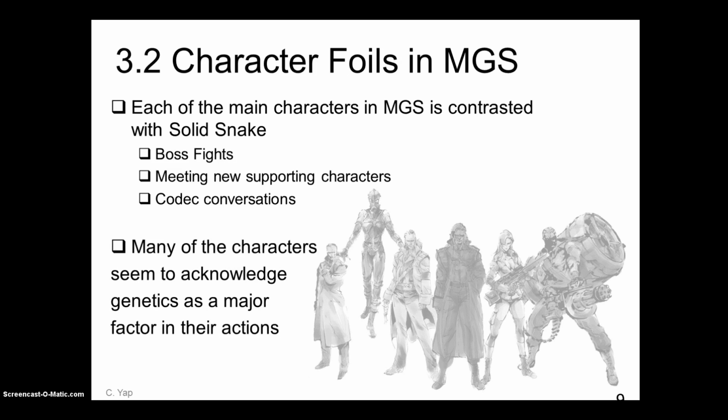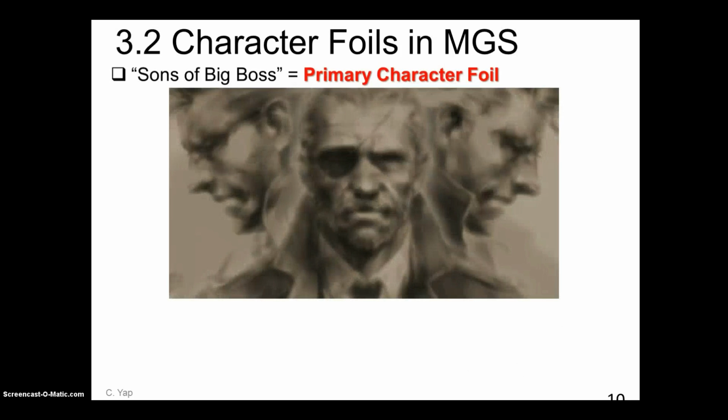As it turns out, many of these boss characters seem to acknowledge genetics as a major factor in their actions. Particularly Liquid Snake, who is the main antagonist. He really cites genetics as being the main impetus for all of the evils he commits in the game. This justifies his actions. The main character foil in Metal Gear Solid happens to be that of the sons of Big Boss. Essentially, Big Boss, in the plot of the game, is a now deceased legendary soldier, the ultimate soldier. He was biologically sterile, so he had no children.